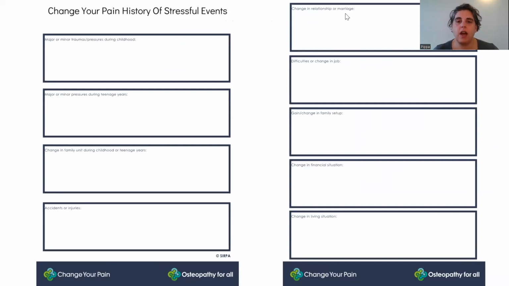The second worksheet in this section is a history of stressful events in a bit more detail. If you fill in the first one, you might have missed something, and this one gives you a few more prompts. You don't necessarily have to do both, and you will find there's crossover between the two. But this one gives you slightly more cues, if that makes sense.